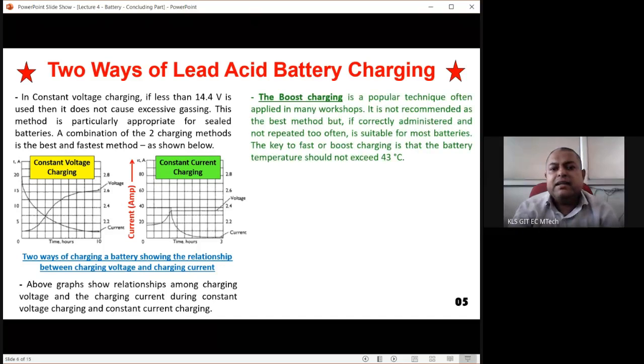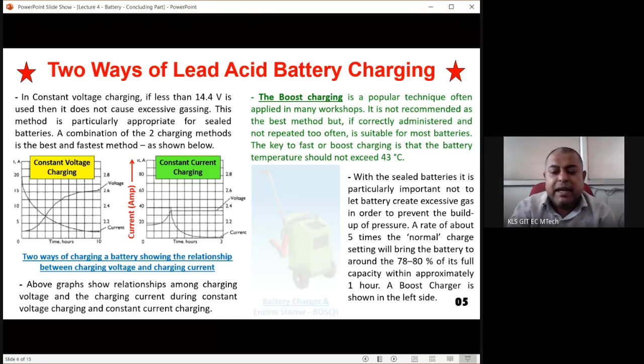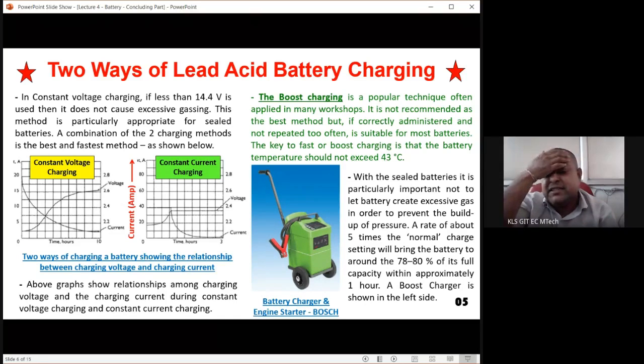And boost charging is another method. It is a popular technique often applied in many workshops, and you can check a battery charger from Bosch, which is actually a boost charging. With boost charging, a rate of about 5 times the normal charge setting will bring the battery to around 78 to 80% of its full capacity within approximately 1 hour.